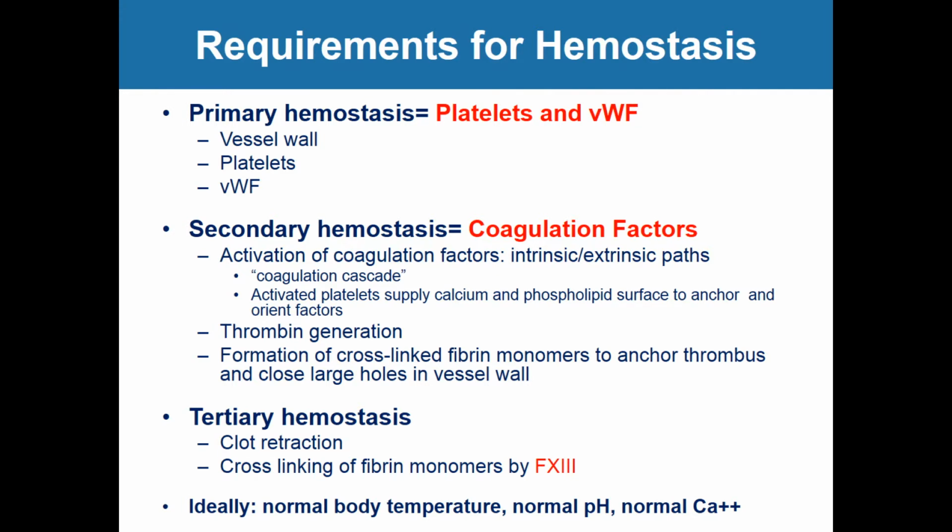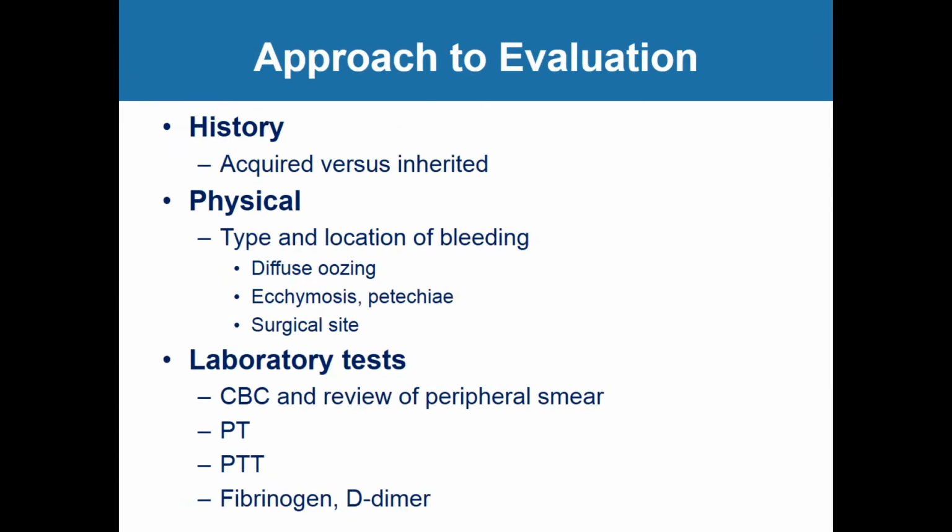Platelets will supply calcium and a phospholipid surface to anchor and orient these coagulation factors, as well as procoagulant roles of their own. Secondary hemostasis also involves thrombin generation and ultimately formation of cross-linked fibrin monomers. Tertiary hemostasis involves clot retraction and cross-linking of these fibrin monomers by factor 13. Now, ideally, these processes for hemostasis occur at normal body temperature, normal pH, and normal serum calcium values.